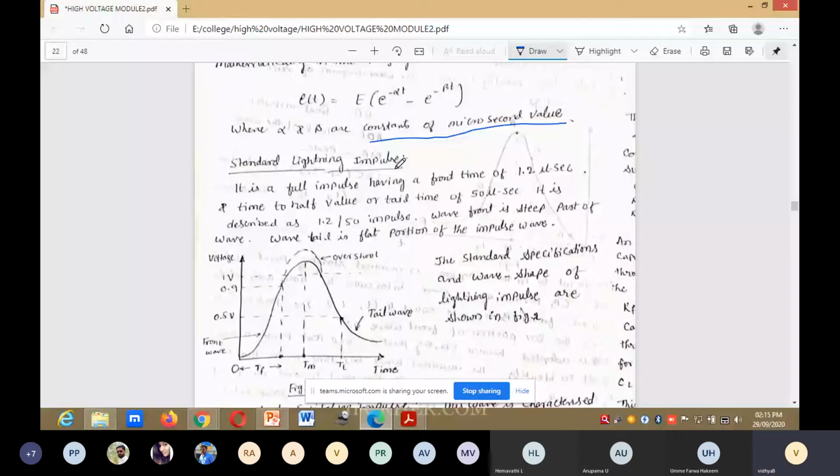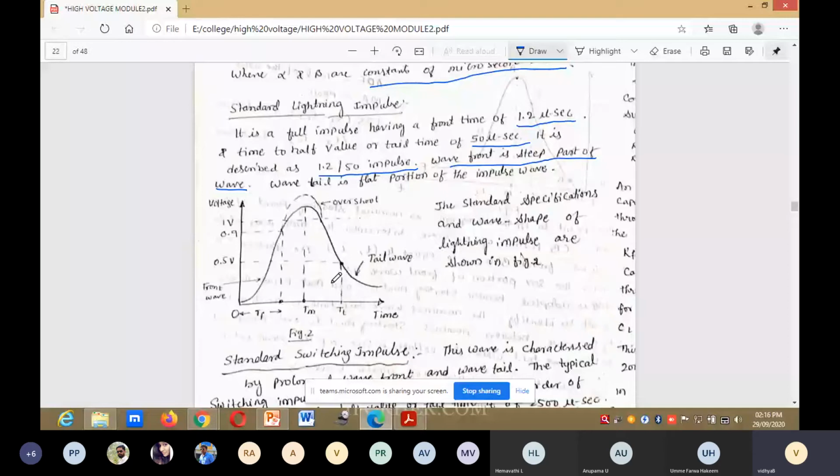Next, standard lightning impulse. It is a full impulse having a front time of 1.2 microseconds and time to half value, or tail time, of 50 microseconds. It is described as a 1.2/50 impulse. Wavefront is the steep part of the wave. Next, wave tail is the flat portion of the impulse wave. This is the graph for the standard lightning impulse. The standard specification and wave shape of lightning impulse are shown in this figure.